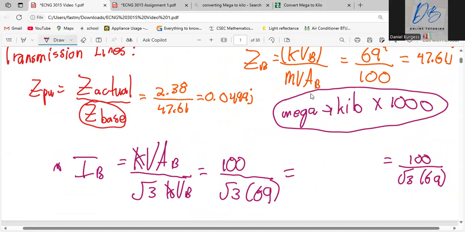Yeah, I think the majority of you noticed that in the last one. So it'll be 0.836, because the k's were cancelled. The base is kVA and root three times kVB. So VB is 69k, and this was 100,000. So the 1,000 will cancel with the 1,000 to get 100. And yeah, I get that.